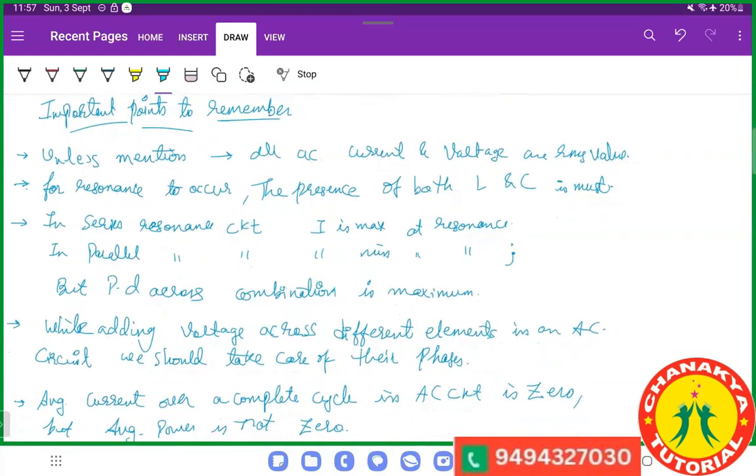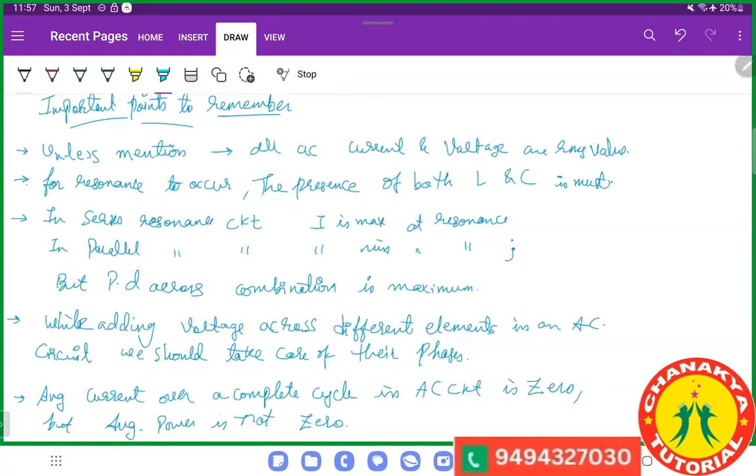So, important points to remember, or we can say key points, as I used to say, keep in memory. See, as I said before also, unless it is mentioned, all AC voltage and current are RMS values. This is to be remembered. For resonance to occur, the presence of both L and C is required. Then only we can say XL equals XC.